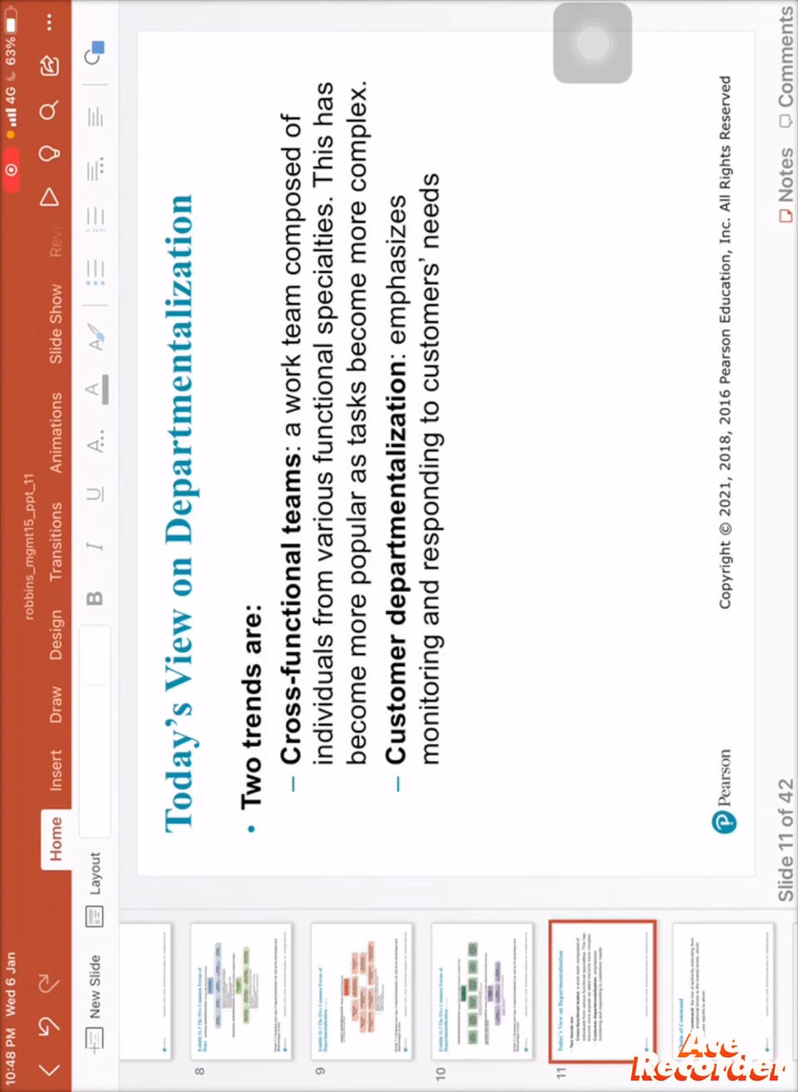That's why this department become more feasible dalam zaman sekarang, because they need to be very competitive, they need to be very responsive towards market demands. Okay. Then the next one is customer departmentalization. This is emphasized on monitoring and responding to customers' needs. This is quite famous juga in terms of they might want to compose of individuals from various functional to monitor customers' needs and respond to changes in the needs of customers.